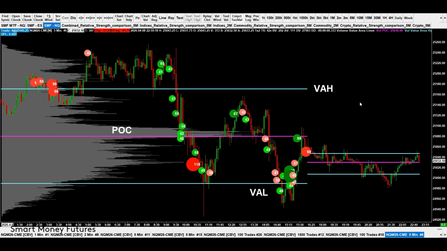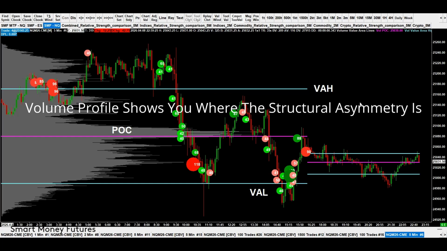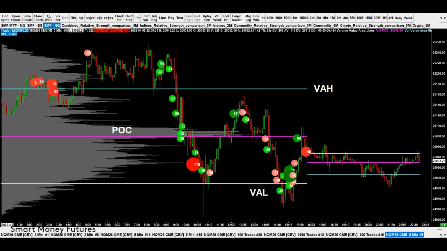That is the key difference. They're not asking, where can I force a trade? They are asking, where is the structural asymmetry? That is where the better trade starts. Not with prediction, but with location and confirmation.